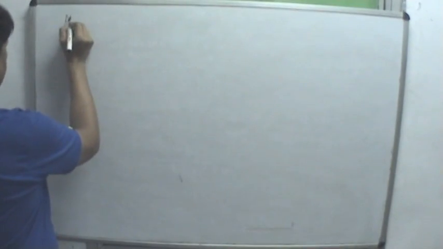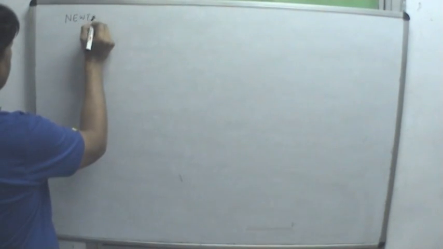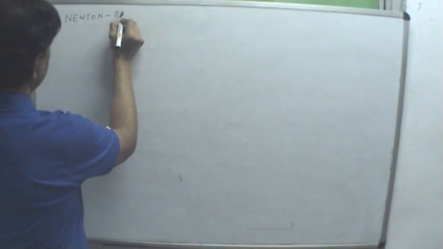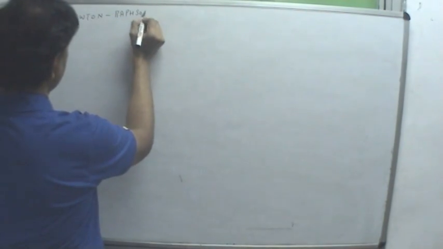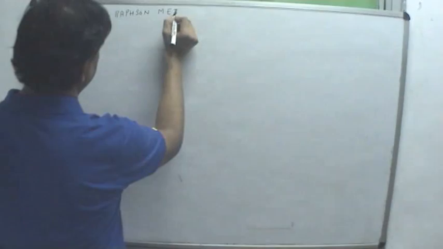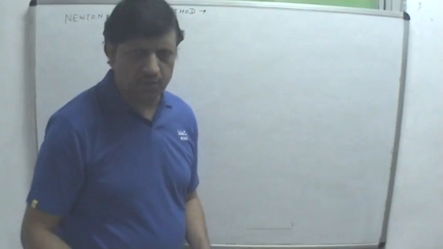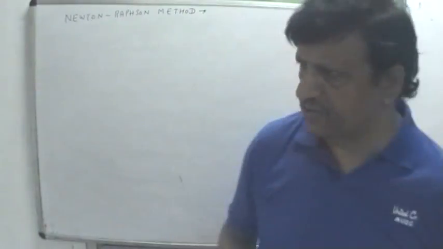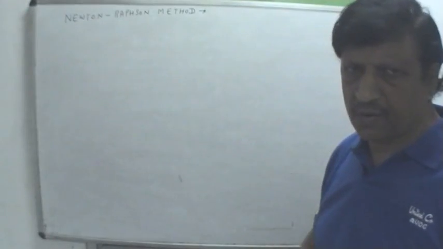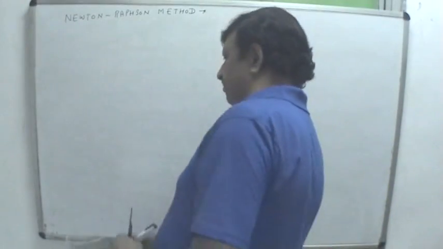Next is the Newton-Raphson method. It is totally different from the previous three methods. The basic idea depends upon differentiation, and this method is the fastest method and provides the most accurate values. Let us see the formula for this.